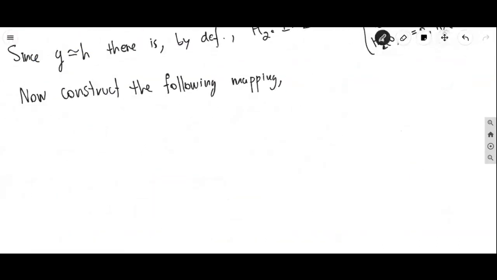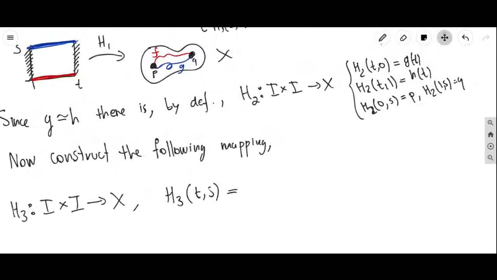So we're going to construct the following mapping. Let's call it H3, and it's a mapping from I times I into X. It's going to be defined as follows. H3 of t,s is equal to, here's the way we're going to do it. We have to somehow use the two previous ones from before. We're going to write H1 of t,2s, and this is if s is between 0 and 1/2.